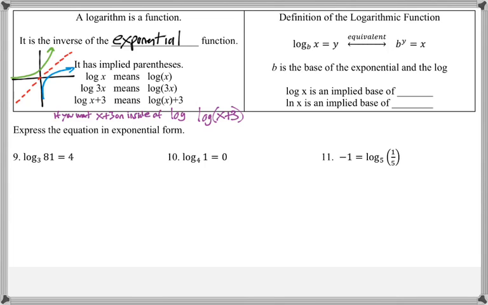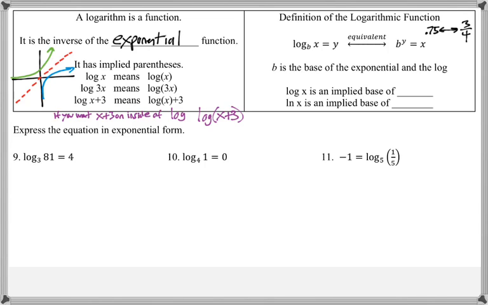It's kind of like fractions and decimals. So 0.75 and 3/4. These do not look anything alike. However, they mean exactly the same thing. And you can convert back and forth between the two of them. And sometimes it's better to be in decimal form. Sometimes it's better to be in fraction form. Okay, so b is the base of the exponential and the logarithm.